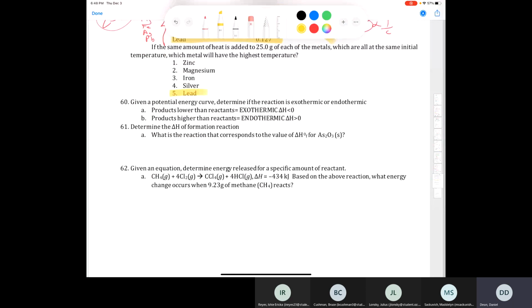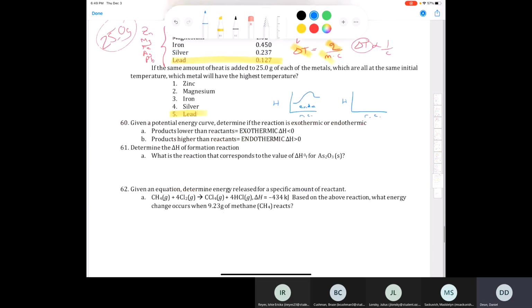All right, number 60, given a potential energy curve, determine if the reaction is exothermic or endothermic. So if we have our enthalpy, that's not a very good graph, is it? Enthalpy on our y-axis, right? And this is the reaction coordinate, or just time, right? If you have your starting materials and you end up with something like that, that would be an endothermic reaction, right? And then if you have something that looks like this, that's an exothermic reaction. Anyhow, that's the only explanation I can give you with 1 minute left.